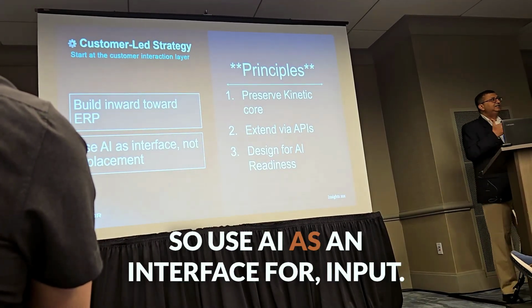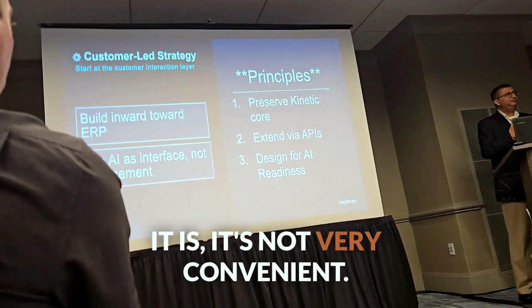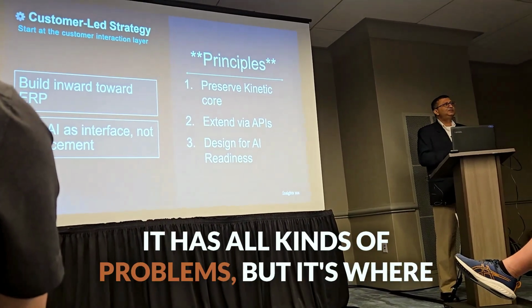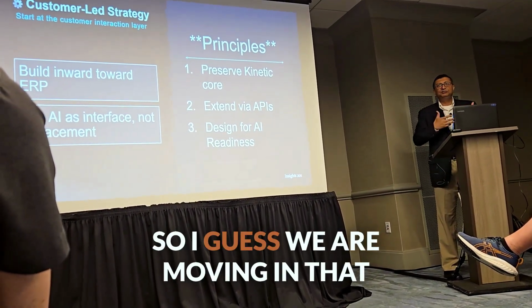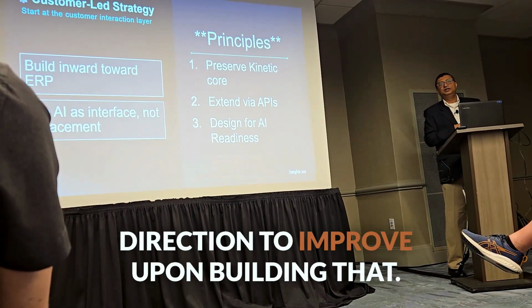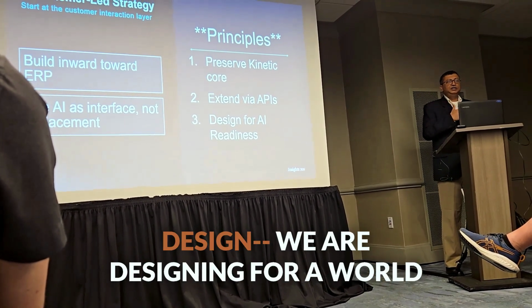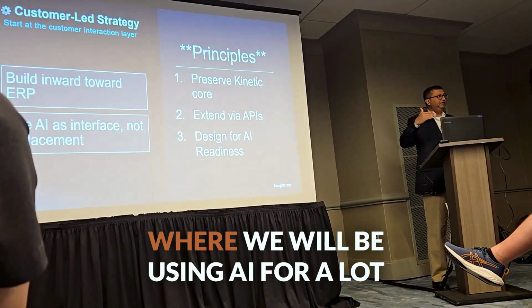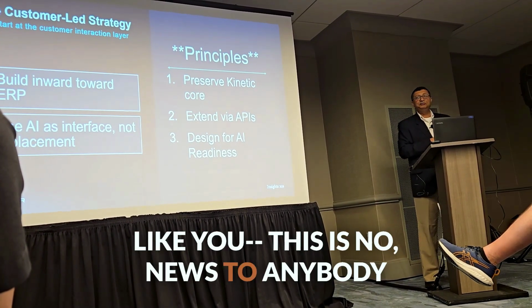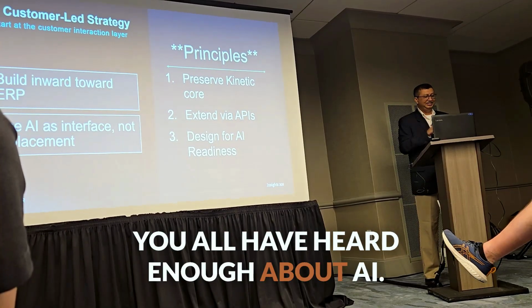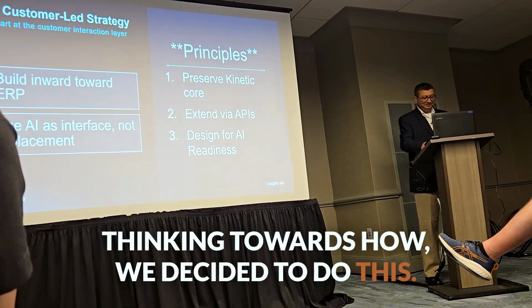So use AI as an interface for people. It's not very convenient. It has all kinds of problems, but it's where everything is going. So I guess we are moving in that direction to improve upon building that. The core principle is exactly the same, right? We're designing for a world where we will be using AI for a lot of these functions. You all have heard enough about AI. So anyway, this is our approach, our thinking towards how we decide to make this.